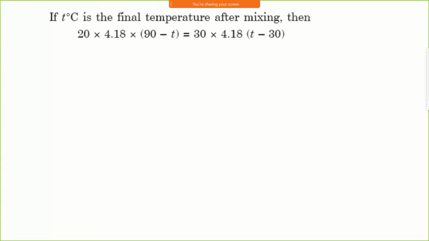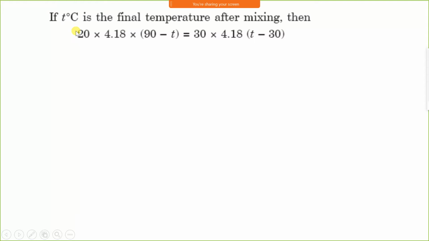What will happen when two waters are mixed? The temperature of the hot water will decrease and the temperature of the cold water will increase, and both will reach the same temperature after mixing. That same temperature is called the equilibrium temperature, when heat transfer is completed.